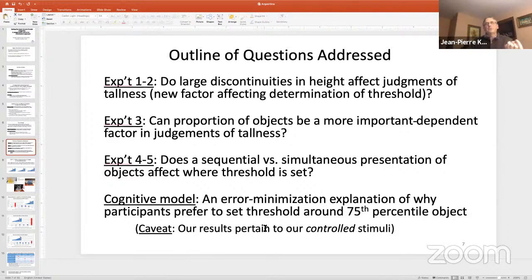Now, given what I said before, it's really important to realize that our results pertain to our control stimuli, where we control mean, median, standard deviation. Once you allow those factors to come in, the results might be altered in some way.